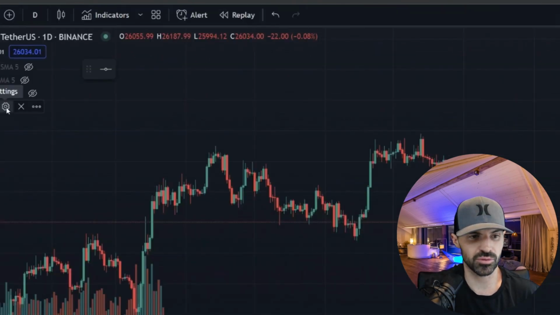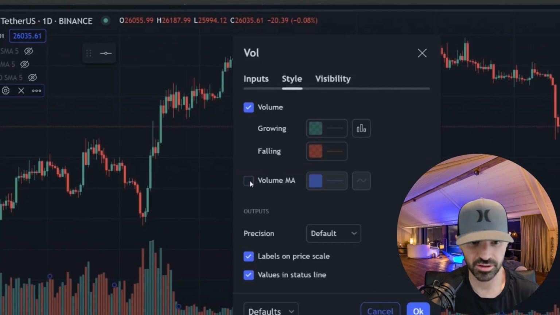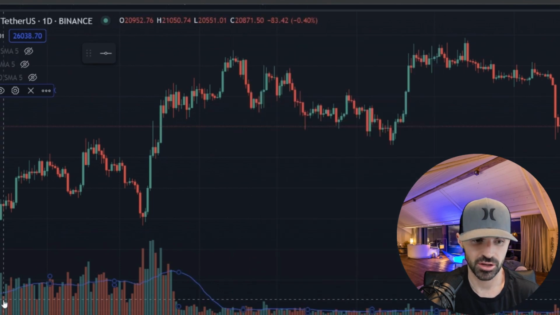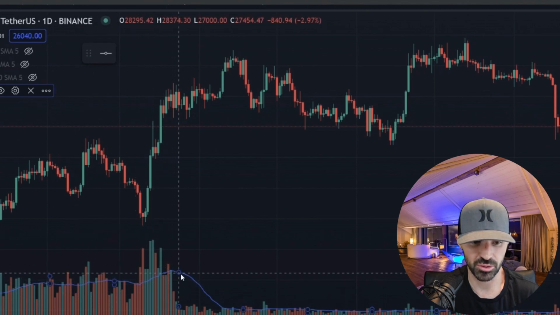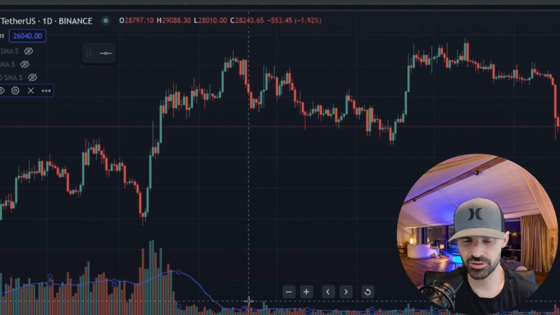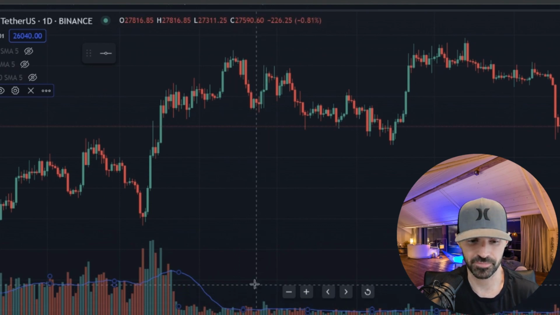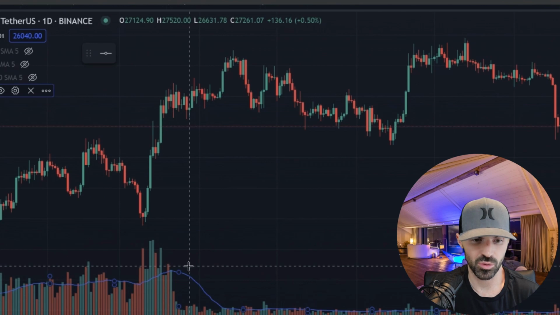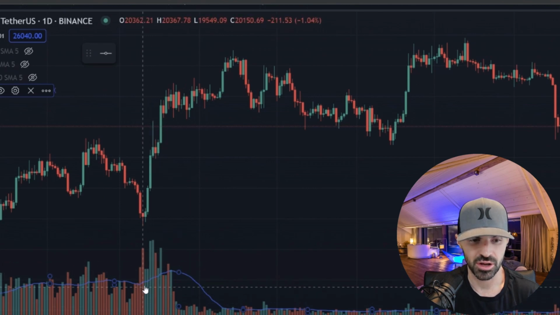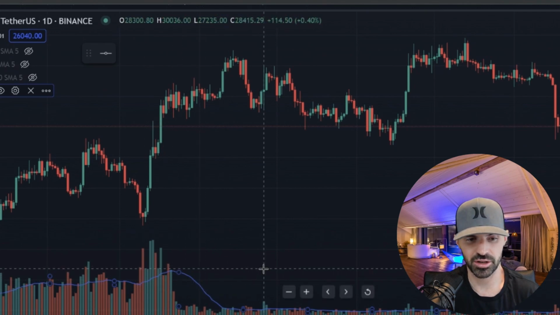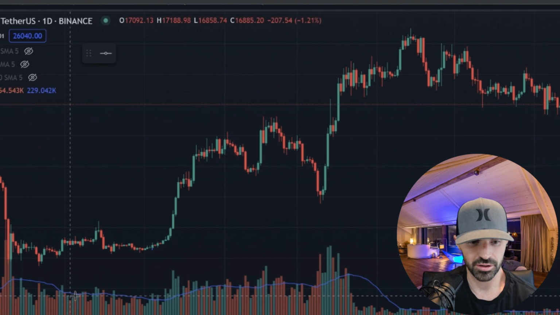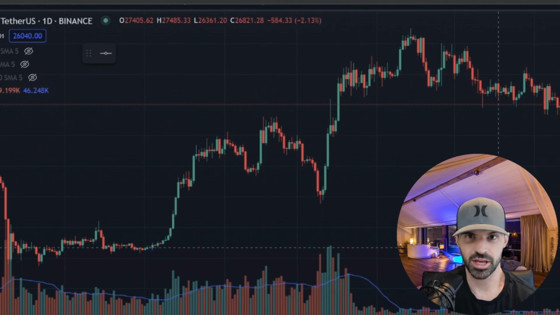Also, as you can see here on the screen, you should go into your settings. So I would like you to tick this box here. It's called the volume MA. And as you can see in the volume, it brings up this blue line. And this blue line represents the average volume in a given time. So once you see that the volume bars break out past that volume line, you know then it's a confirmed breakout and the volume is above the average.